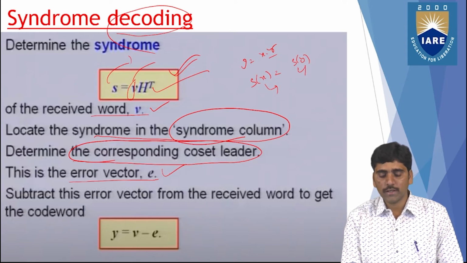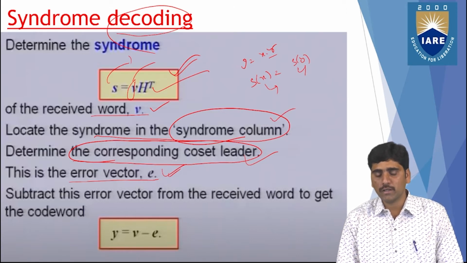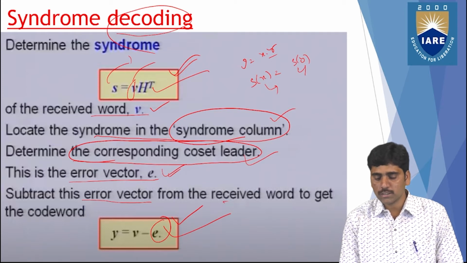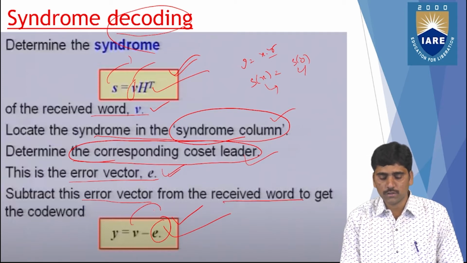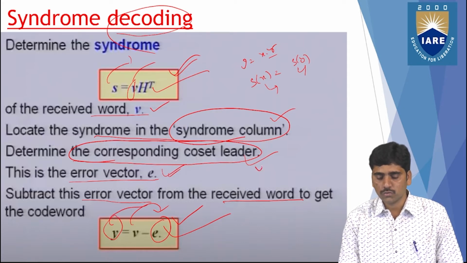So after finding the error vector, after finding this Coset leader, after finding this syndrome column, we need to do the decoding of the syndrome by using this formula. That formula is nothing but, see, subtract this error vector from the received word to get the code word. So what is the code word here? Y. So Y is the code word.